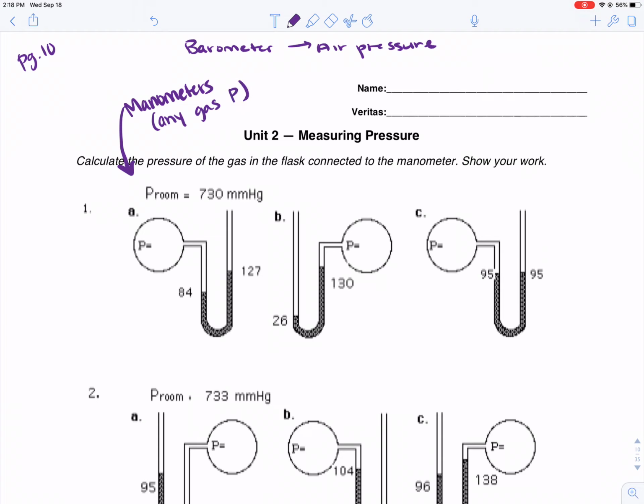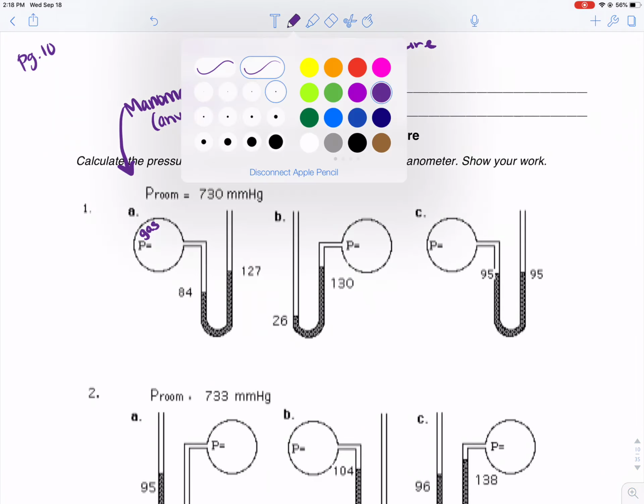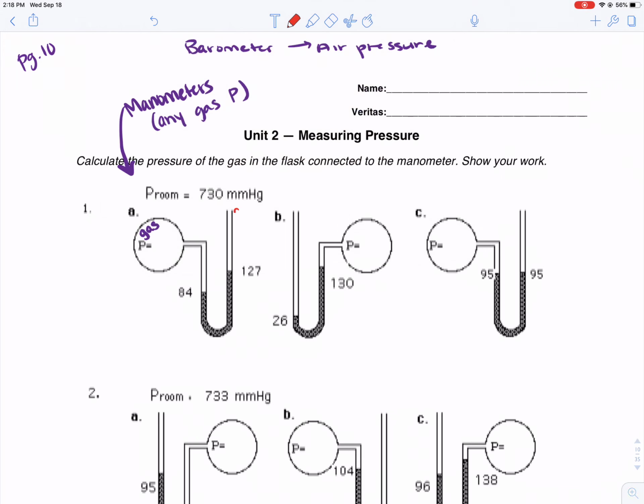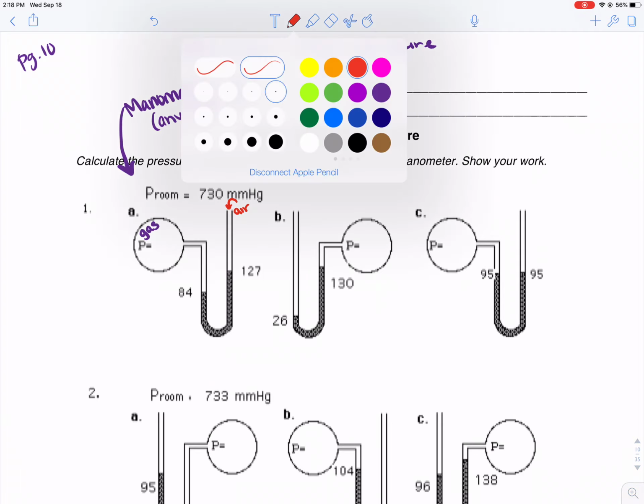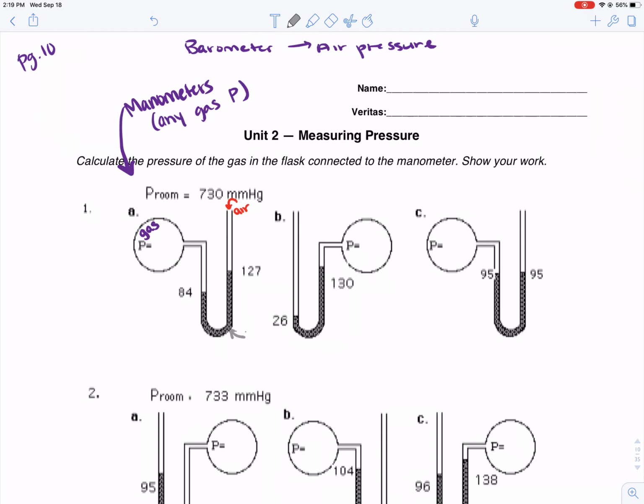So let's look at the manometer in number 1, letter A. Your gas sample is going to be in this glass bulb on the left. So you'd put whatever gas that you want to know the pressure of in that bulb. Then we have a U-shaped tube. On the other side of the manometer, you'll notice that that tube is open to the air. In the bottom of our U-shaped tube, we have mercury, or we once used mercury. We don't anymore.